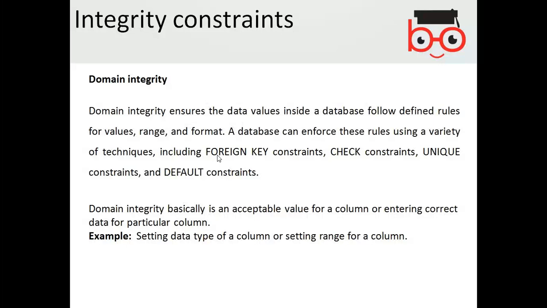The domain integrity is basically acceptable values for a column, or entering correct data for a particular column. When you say that a number can only accept numbers but not names, it means the check constraints are applied there. When you say that in a table the customer IDs cannot be repeated, then it is a kind of unique constraint.